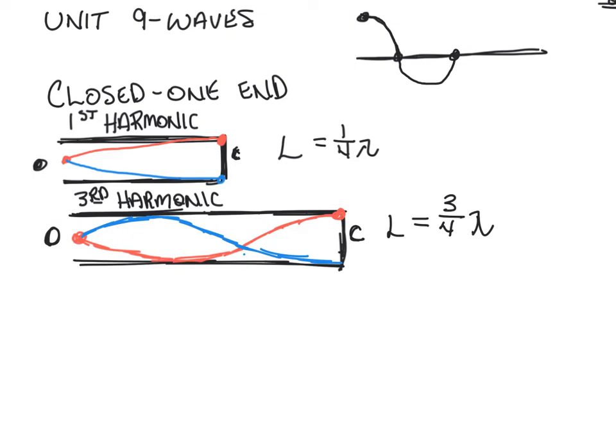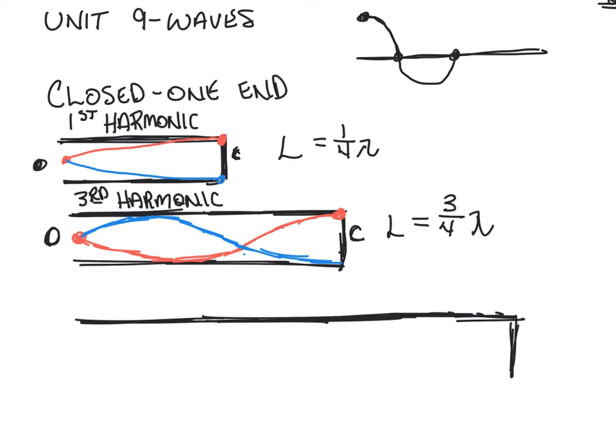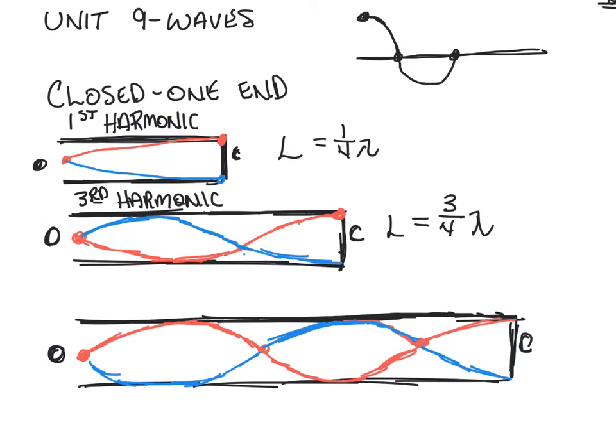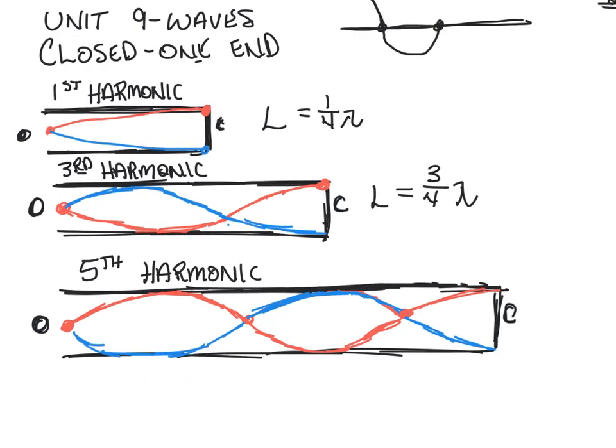Alright, fifth harmonic, let's make that tube longer. Let's see if we can hear that fifth harmonic. Oh, I think I hear it. Let's see if we can draw that fifth harmonic. Yes, there's that fifth harmonic, and I drew it all by myself. In the fifth harmonic, the length of the tube is equal to 5/4 of the wavelength.